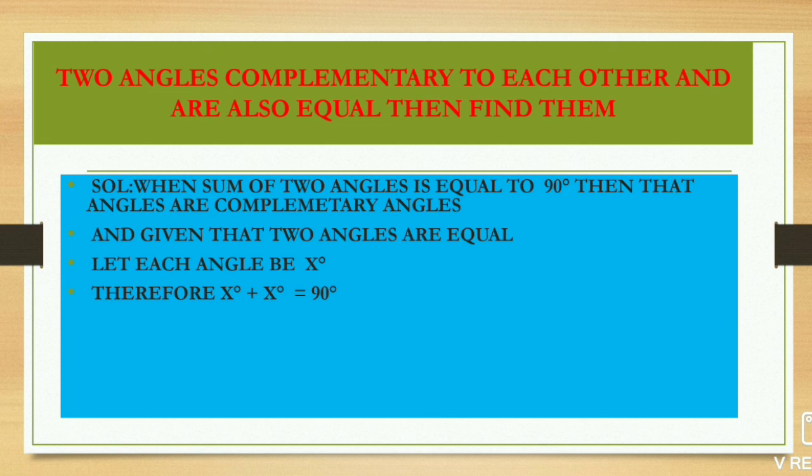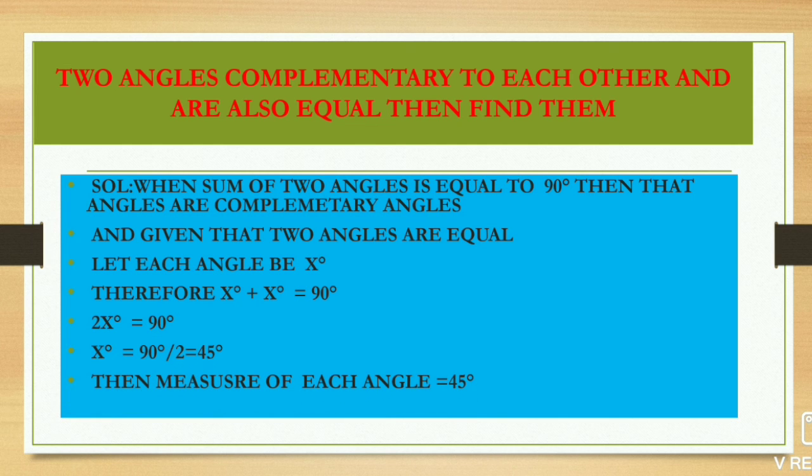Therefore, by the definition we can add them. Therefore, x degree plus x degree is equal to 90 degrees. Then we get 2x degrees is equal to 90 degrees. And then x degree is equal to 90 degrees divided by 2, which is equal to 45 degrees. Hence, the measure of each angle is equal to 45 degrees. So, very important, practice well.